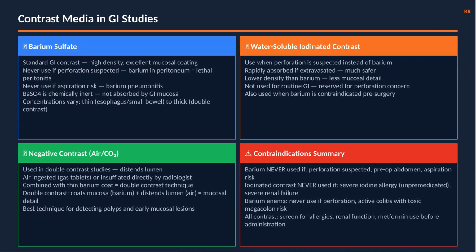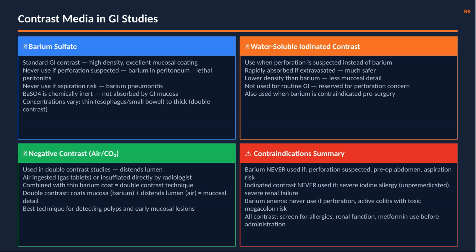2 positive contrast agents and 1 negative contrast agent. Know when to use each. Barium sulfate, the standard GI contrast. High density, excellent mucosal coating. Barium sulfate is chemically inert. The gut does not absorb it. It comes in different concentrations for different procedures.